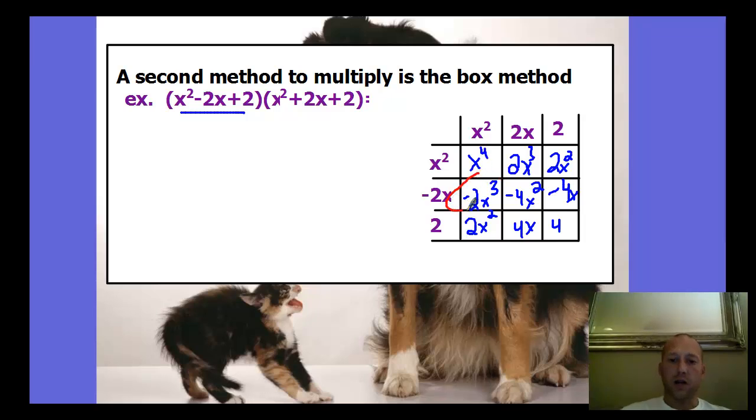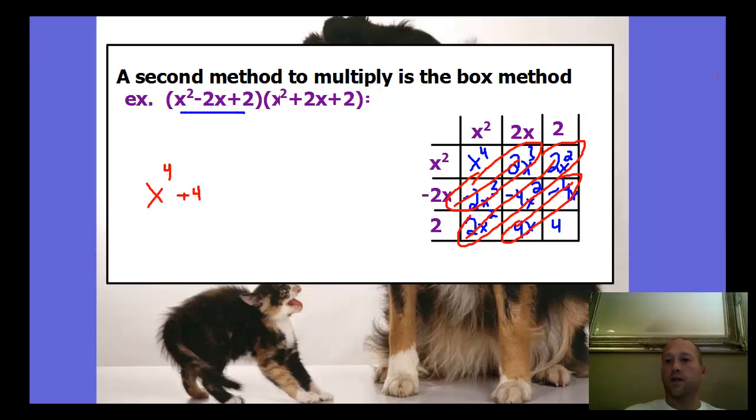A lot of times, not all the time, but these diagonals, we look at the degrees of these, they have the same degree. And so those are your like terms. So if I combine them, I have x to the fourth, I have minus 2x cubed plus 2x cubed, which is 0. Then I have, these are also 0, and then these are 0. So I actually end up with x to the fourth plus 4. That's another way of multiplying polynomials.